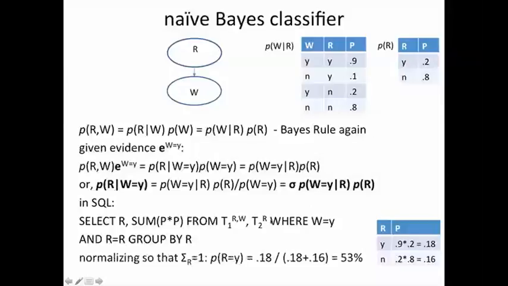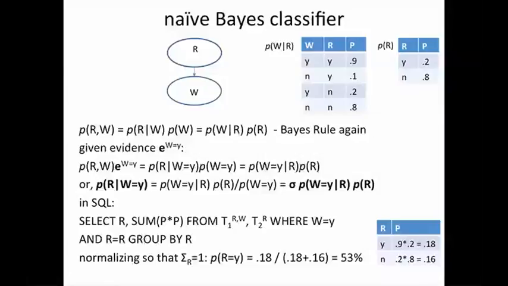Now we need to normalize so that the total probability of R is 1, so the sum has to be 1. So essentially we're taking the probability of R being yes as 0.18 divided by the sum of these two values, which we get as 0.18 divided by the sum, and you get 53% or 0.53. This is the chance that, or our belief that it's raining once we see the grass is wet.